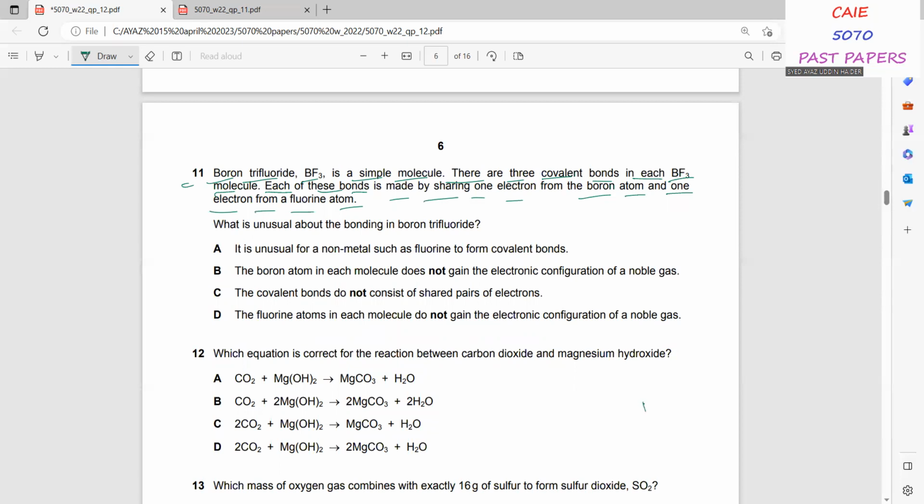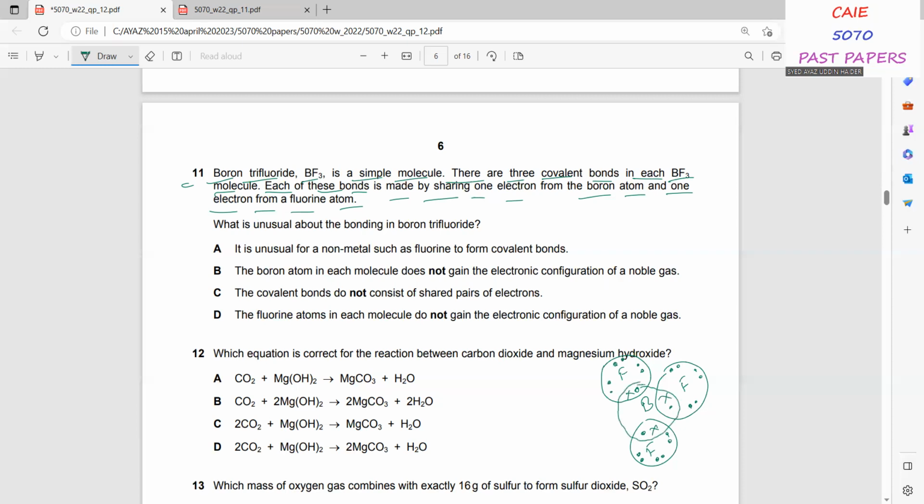The dot and cross diagram will be like this. If I show the valence electrons for boron with crosses, then it will be like this. 1, 2, 3. And we have fluorine around each of these valence electrons. Now I am showing the electrons of fluorine. 1, 2, 3, 4, 5, 6, 7. For this one, 1, 2, 3, 4, 5, 6, 7. For this one, 1, 2, 3, 4, 5, 6, 7.